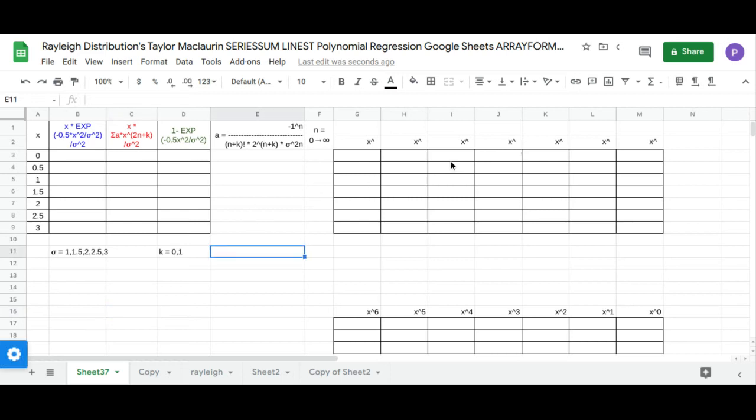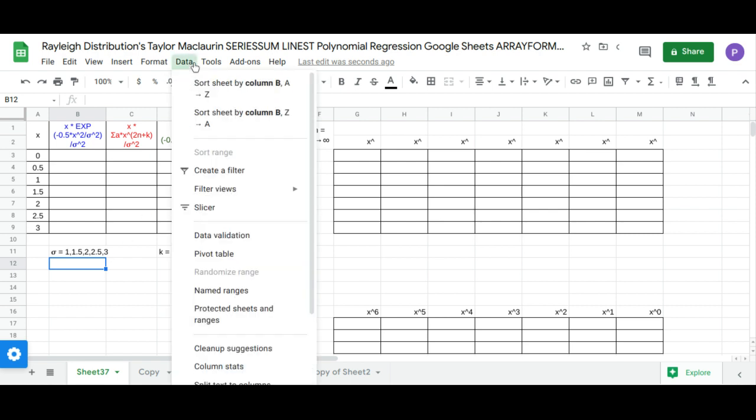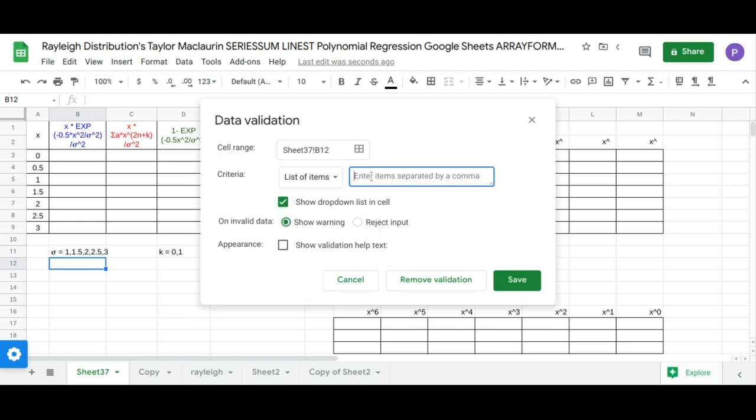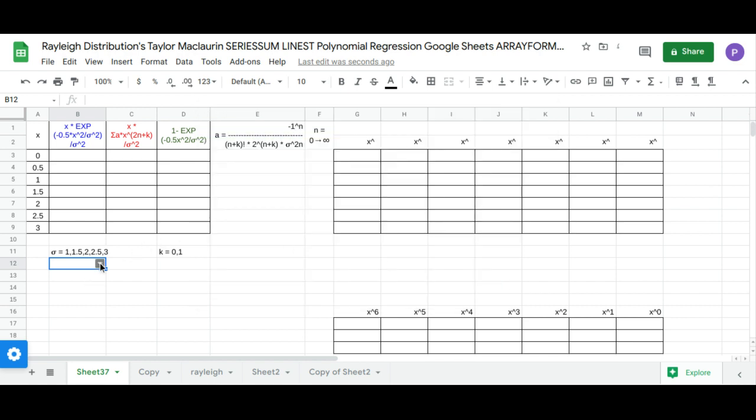In this video, we generate the trend line and data set of the Rayleigh distribution function with its probability density function and the cumulative distribution function. We begin with the value of sigma, which is data validation, list of items, and our value for sigma is from 1 to 3. So save. So it is from 1, 1.5, 2, 2.5, and 3. We can start with 1.